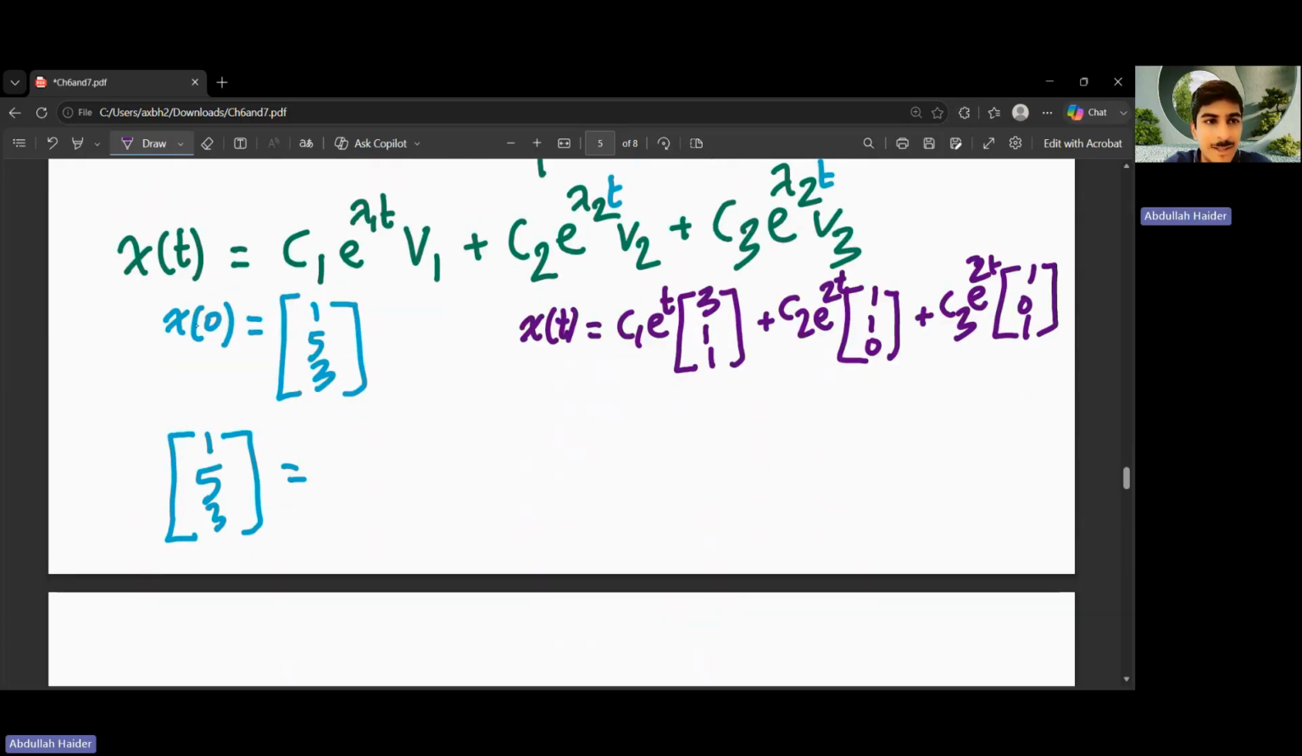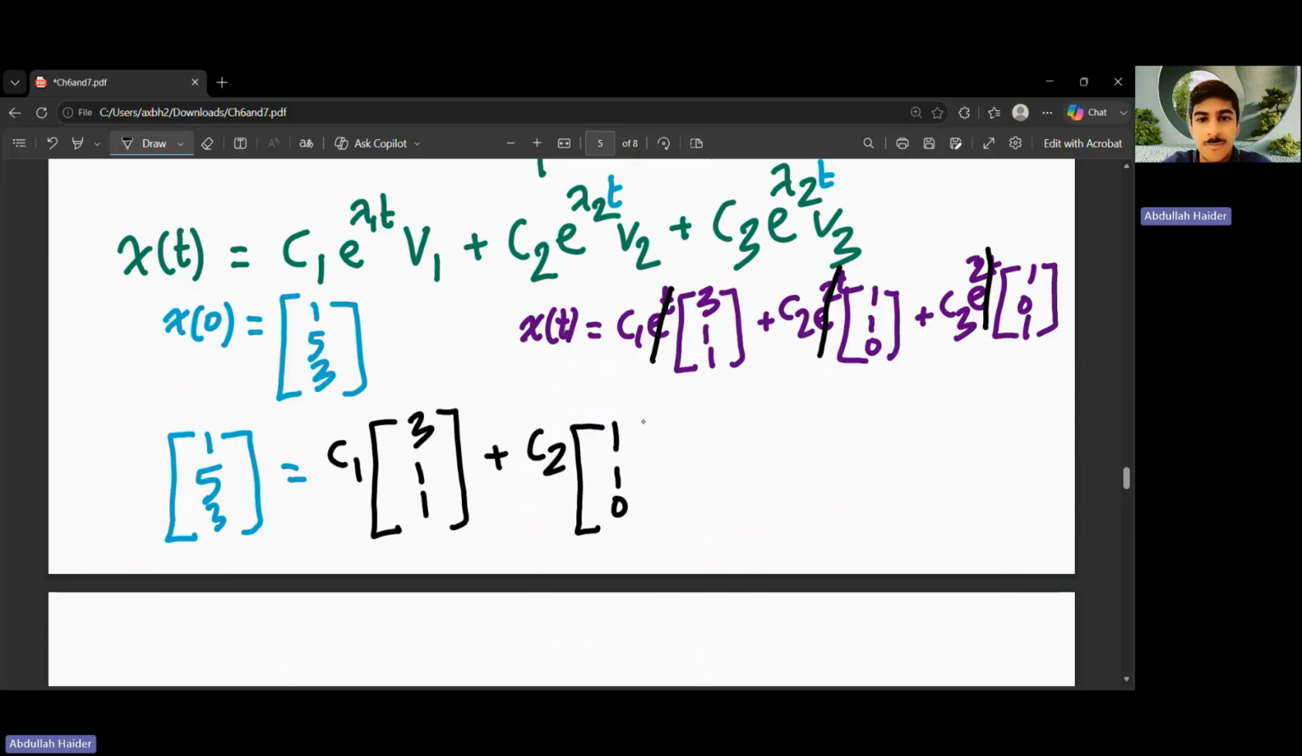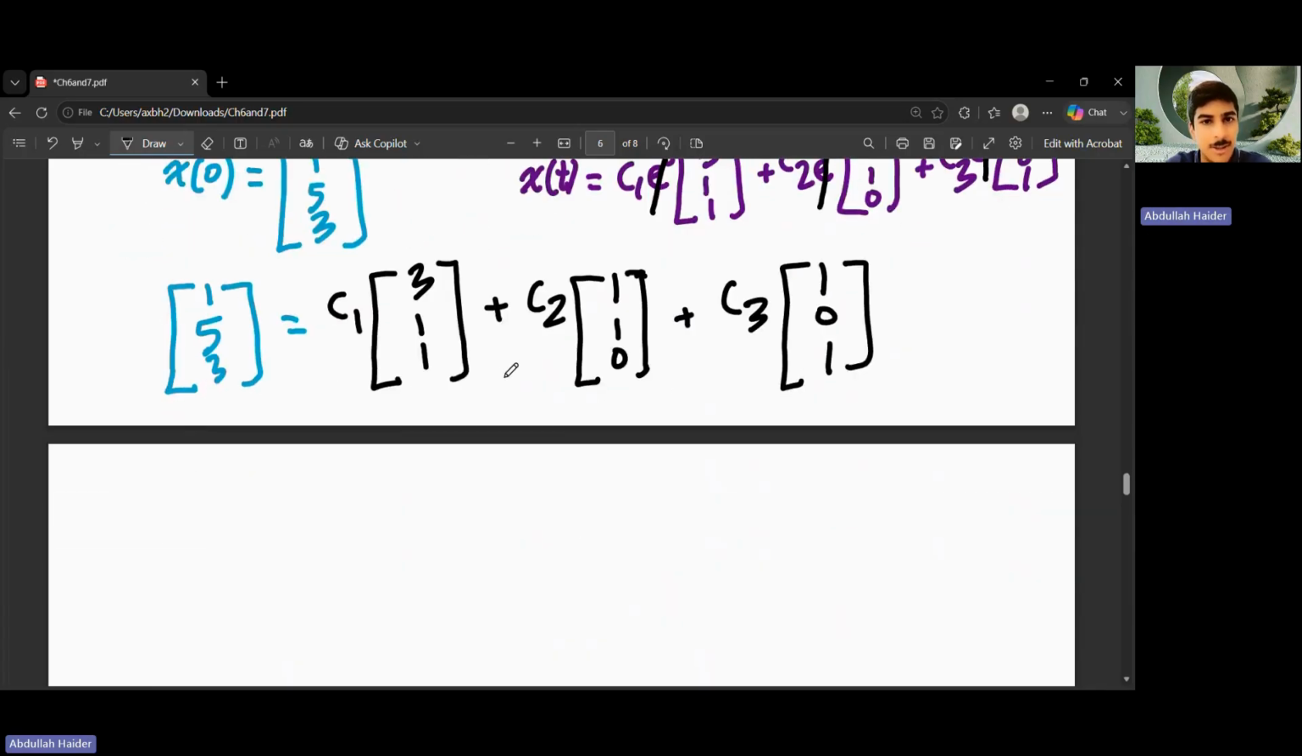Now, x(0) is (1, 5, 3), so I put (1, 5, 3) on the left side and substitute t = 0 everywhere. So t = 0 means every exponential becomes 1, and I'm left with C1 (3, 1, 1) plus C2 (1, 1, 0) plus C3 (1, 0, 1). And now we need to find our C1, C2, C3.